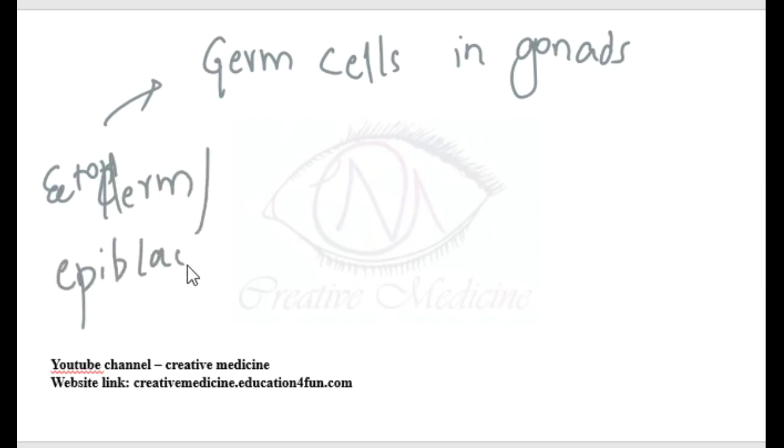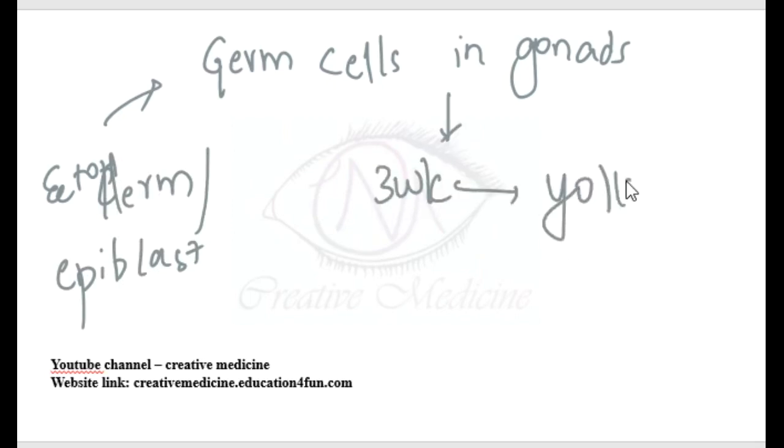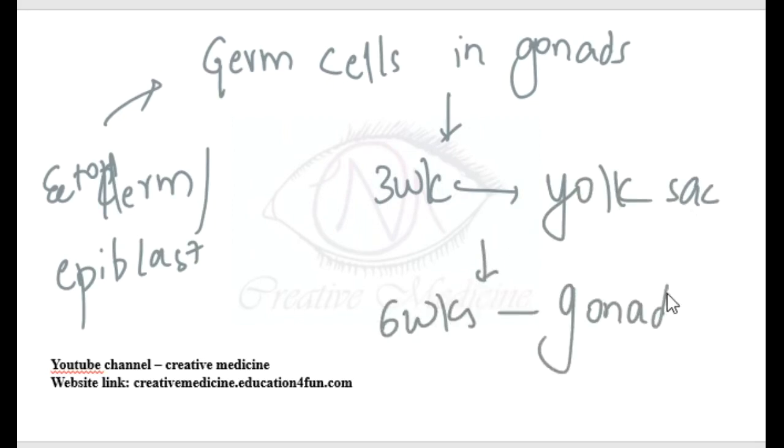So these germ cells, at 3 weeks of age, reach the yolk sac, and at 6 weeks of age these germ cells reach the gonads. So till 6 weeks of age the germ cells reach the gonads.